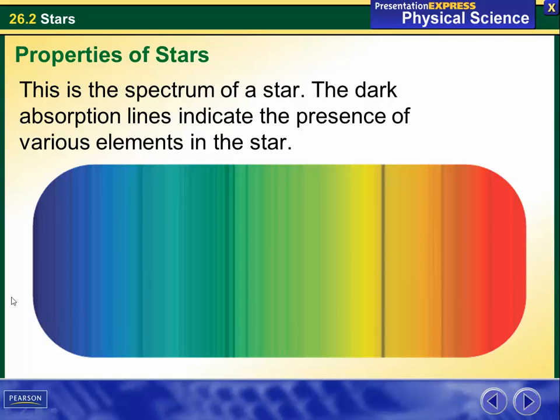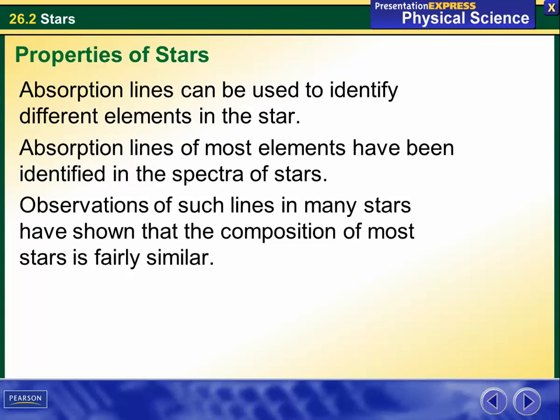They're everywhere. This is a broken up spectrum showing that there are elements, the darker lines probably being the more prominent elements, showing which elements are present in that star. They can be used to identify different elements in the star. Absorption lines of most elements have been identified in the spectra of stars. Observation of such lines in many stars has shown that the composition of most stars is in fact fairly similar.